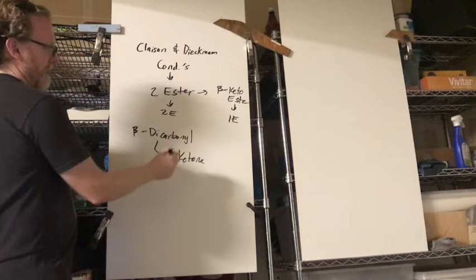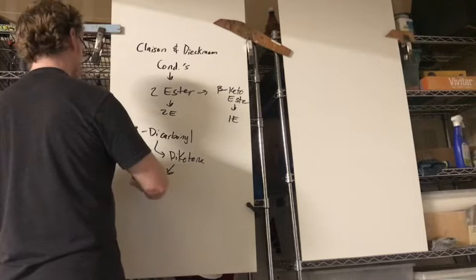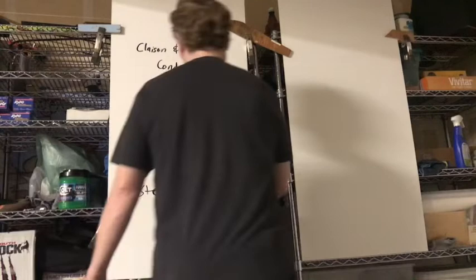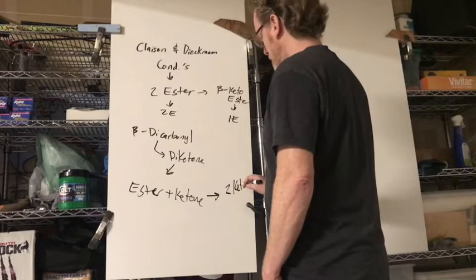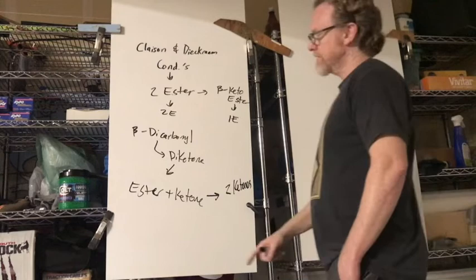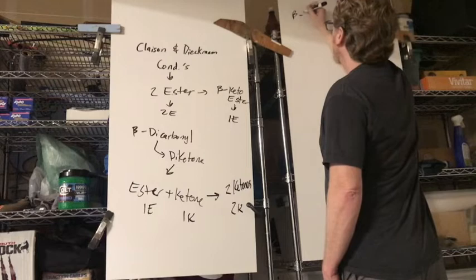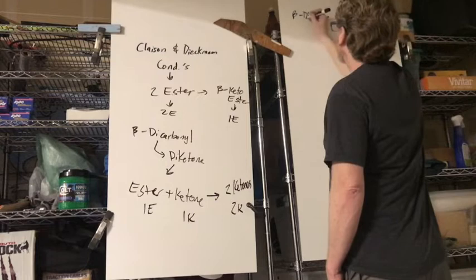So how are we going to do that? What we're going to do is react an ester plus a ketone. Not two esters, but an ester and a ketone, and we're going to wind up with no more esters, with two ketones. So if you start with two esters, you end up with one ester. If you start with one ester and one ketone, we're going to end up with two ketones. So let's do that. It's a beta diketone synthesis. So let's do it.